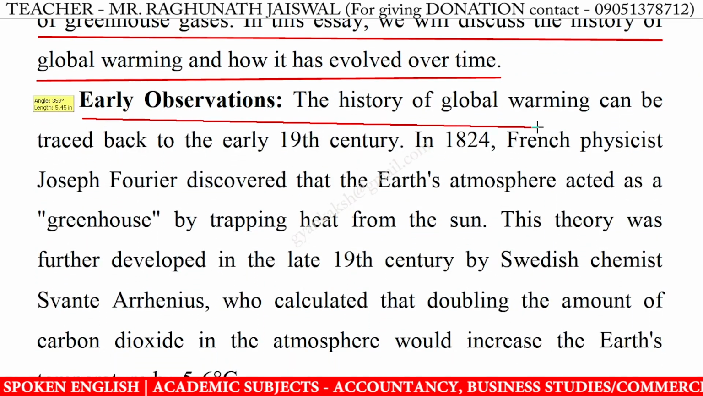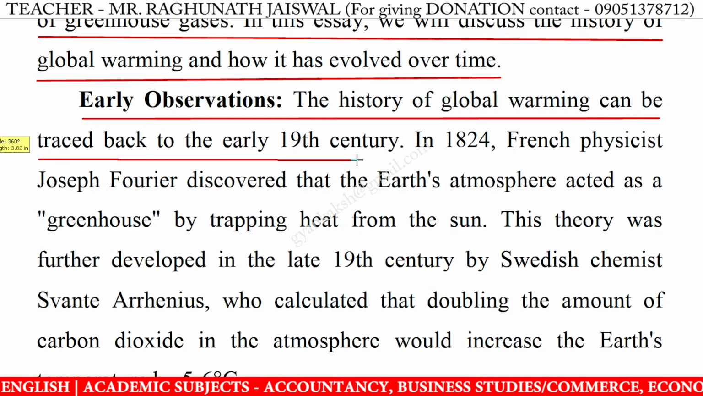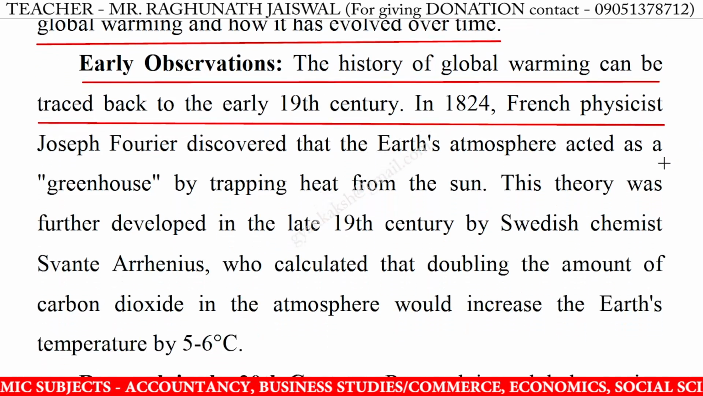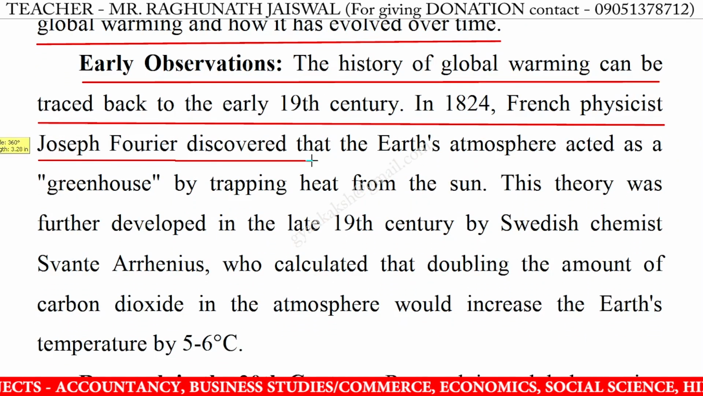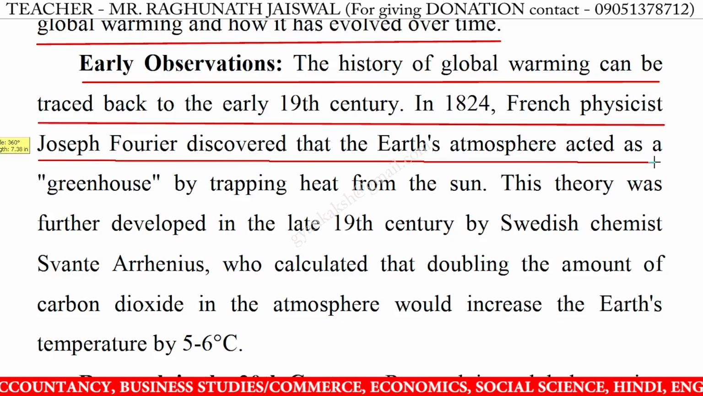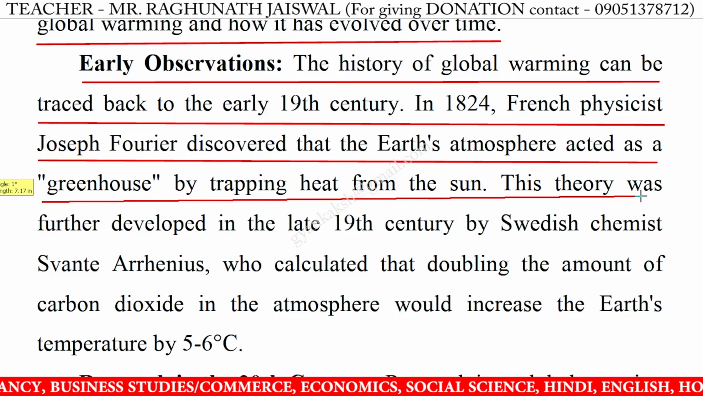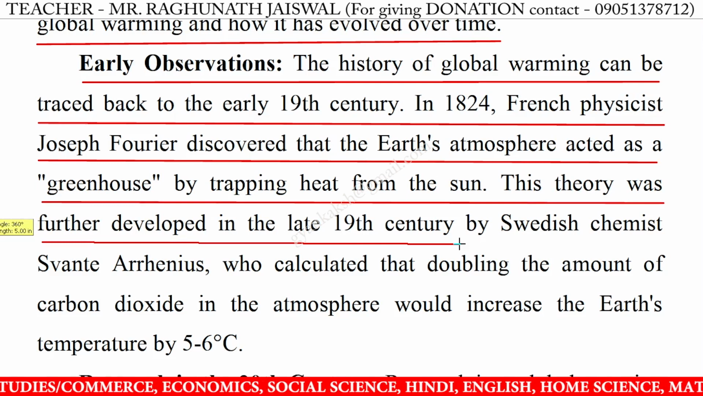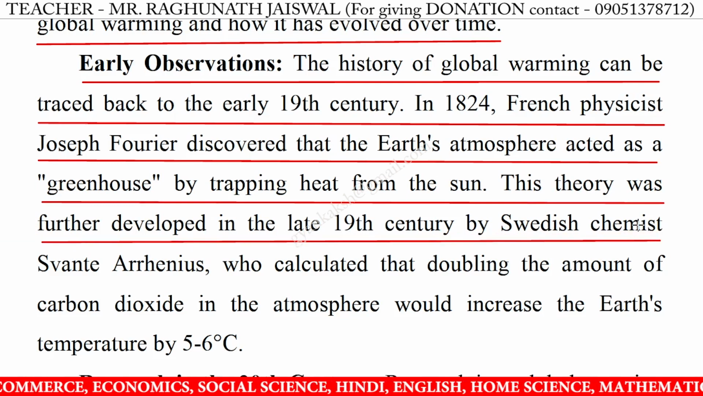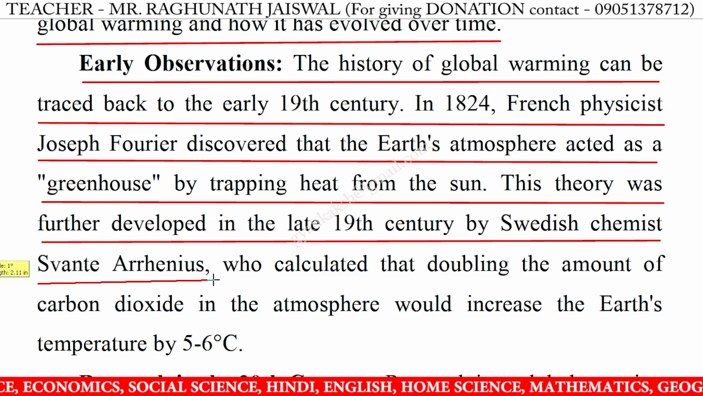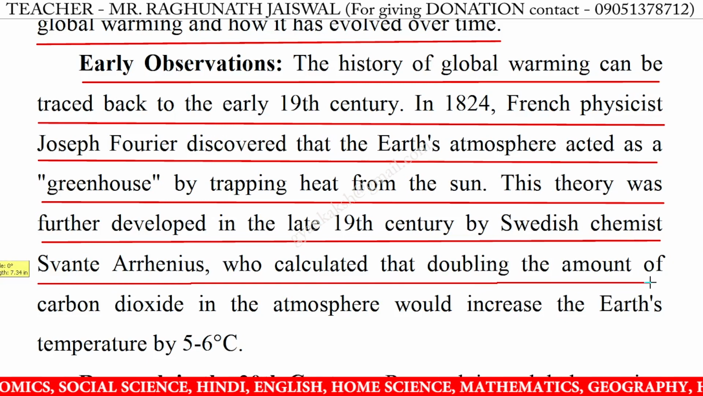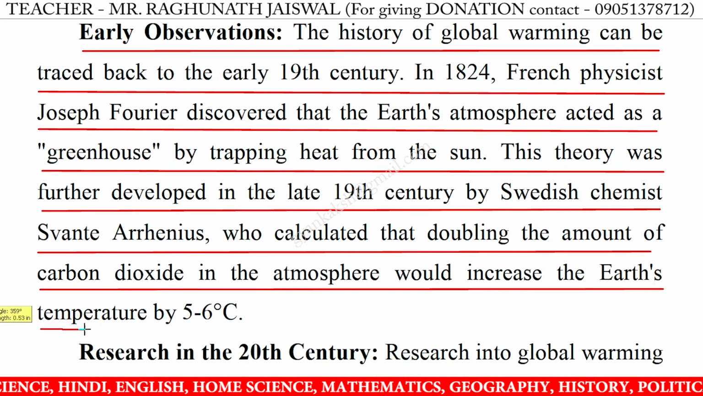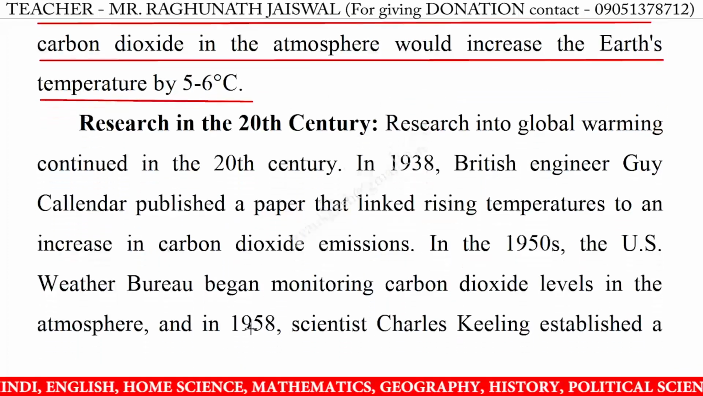Early observations. The history of global warming can be traced back to the early 19th century. In 1824, French physicist Joseph Fourier discovered that the Earth's atmosphere acted as a greenhouse by trapping heat from the sun. This theory was further developed in the late 19th century by Swedish chemist Svante Arrhenius, who calculated that doubling the amount of carbon dioxide in the atmosphere would increase the Earth's temperature by 5 to 6 degrees Celsius.